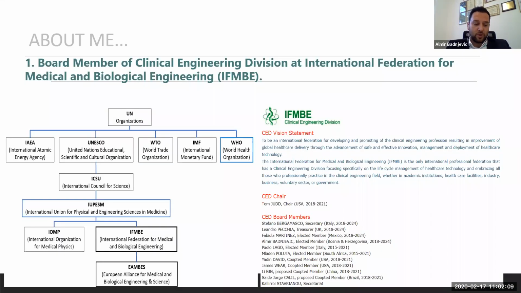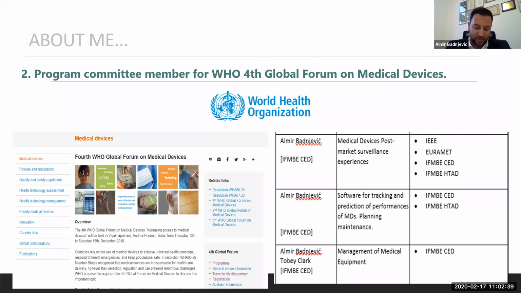So first of all, as Tom already said, and what you can see from my presentation, I'm one of the board members of the Clinical Engineering Division at the International Federation of Medical and Biological Engineering. Here you can see the structure and where IFMBE is when you look at all those United Nations organizations. On the right side you can see the vision, the chairs and the other board members. Additionally, we had one good contribution as program committee at the Global Forum on Medical Devices, which was organized by the WHO. Those are some of the topics which I talked about at that forum, which was held in India.